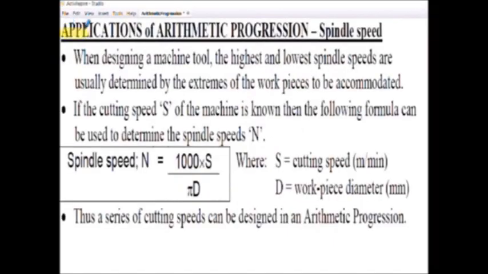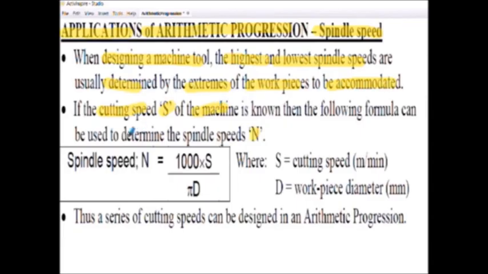Okay, we're going to look at an application of the arithmetic progression here related to spindle speeds of machine tools. When designing a machine tool, the highest and the lowest spindle speeds are often determined by the extremes of the workpieces to be accommodated. If the cutting speed, symbol S, of the machine is known, then there's a formula we can use to work out the spindle speeds, symbol N.